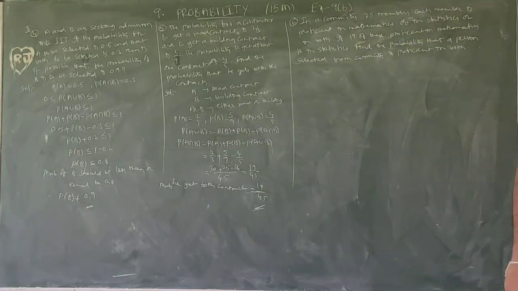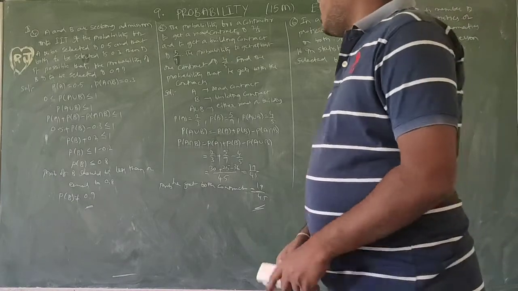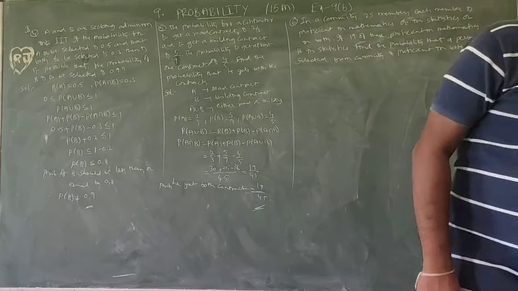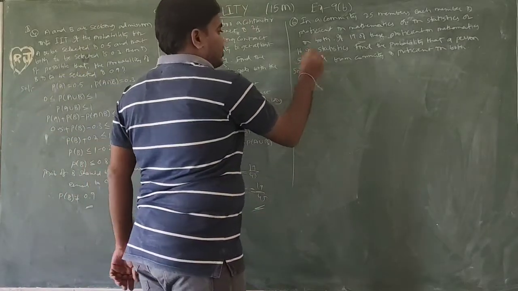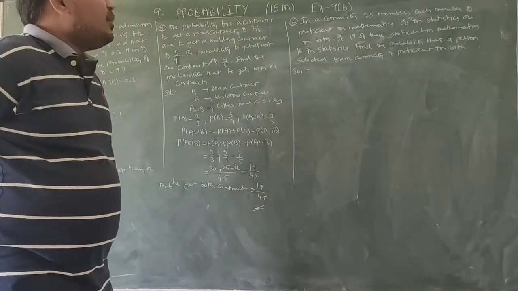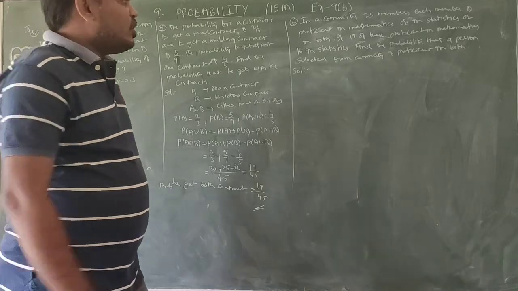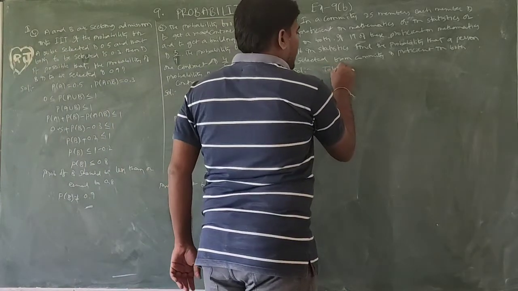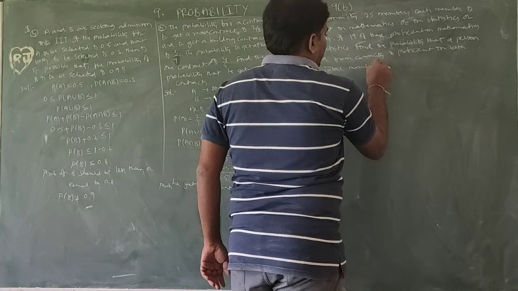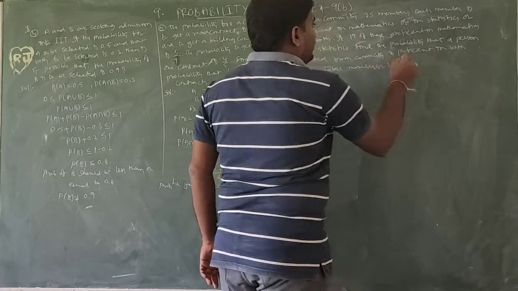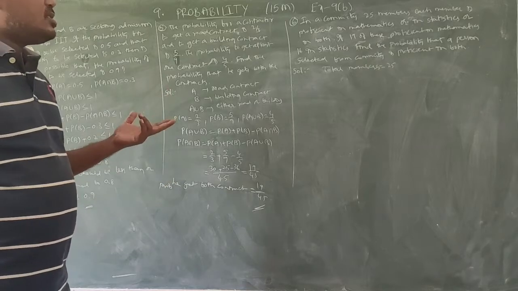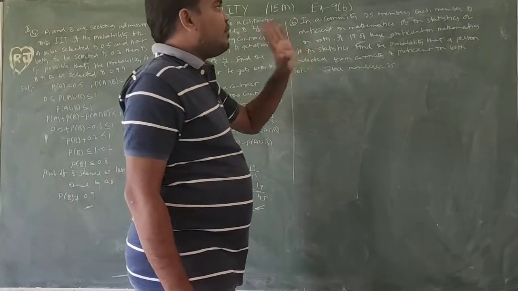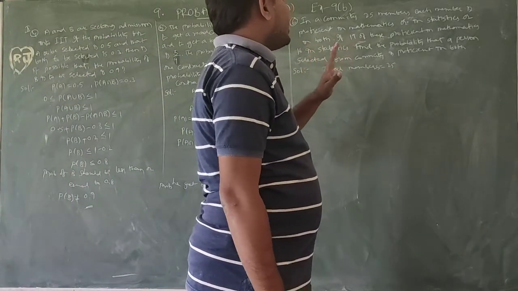The person selected in the committee should be proficient in both. Okay, so coming to the solution. First, the committee contains 25 members. Total members equal 25. In these 25 members, all of them are proficient in either mathematics or statistics.